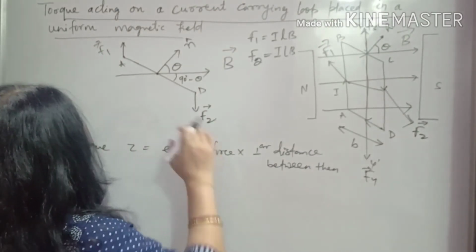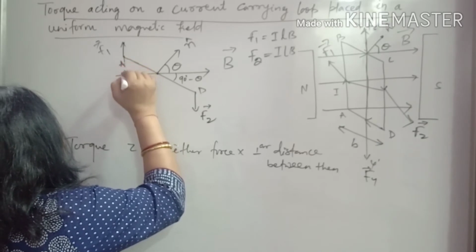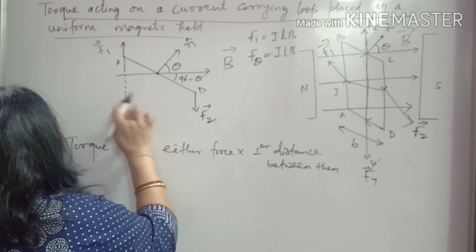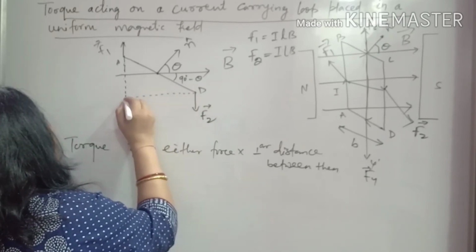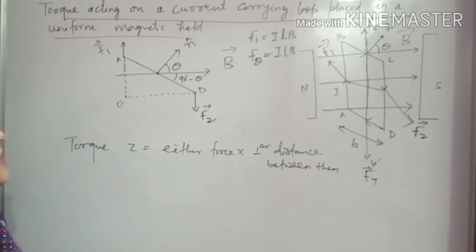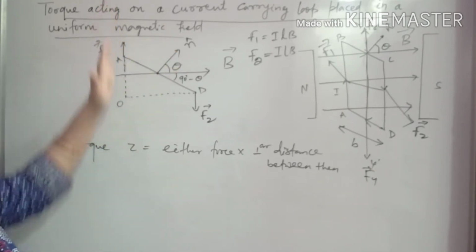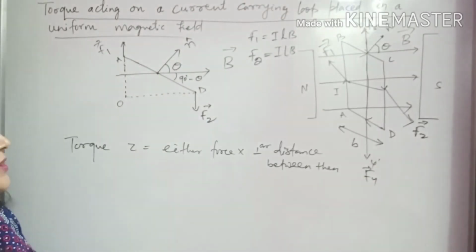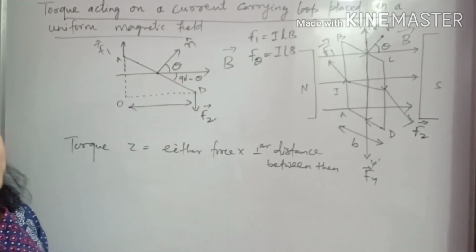Now let's reduce it backward, so that I can join here. Let's suppose this point is O. Here you can see this is the line of action of this force F1, and this is the line of action of this force F2. And the perpendicular distance between them is OD. So this is the perpendicular distance between them, and that we need to calculate.